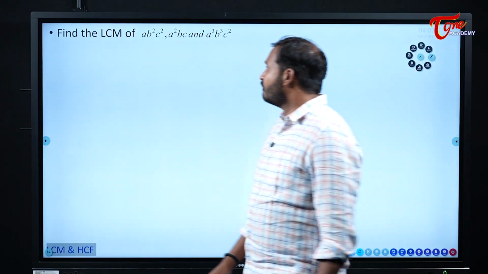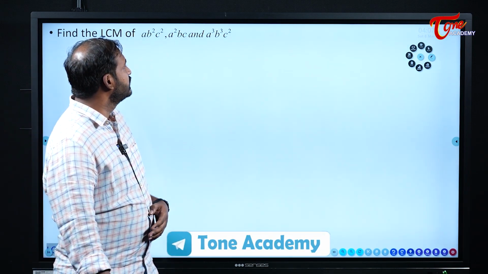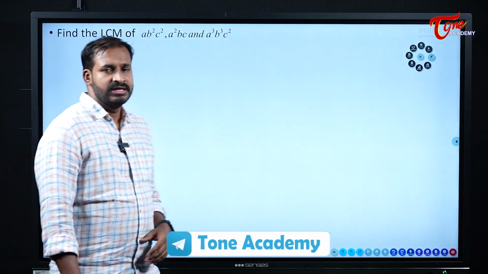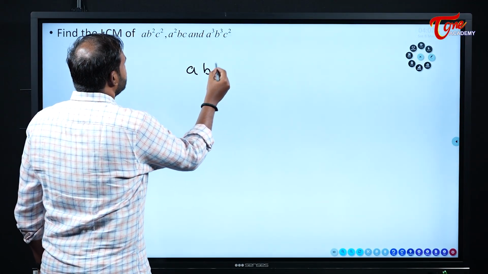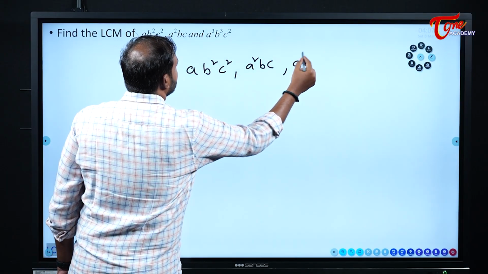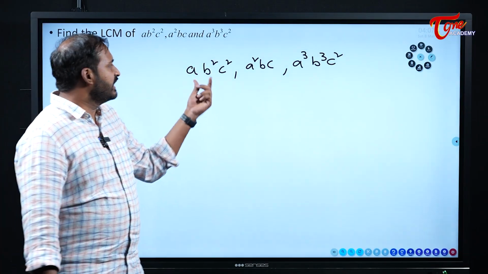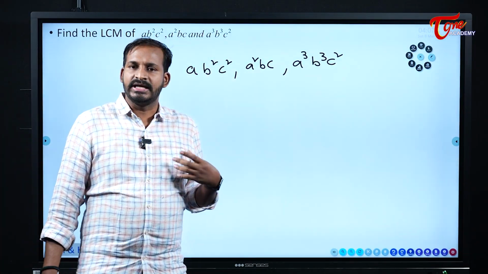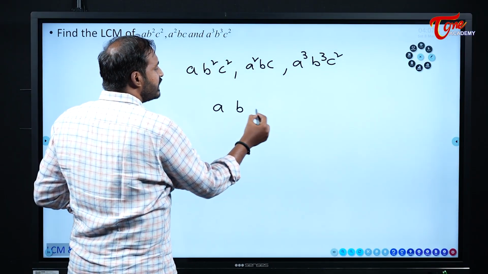Next one. Find the LCM of a b square c square, a square b c and a cube b cube c square. This is one of the common questions, but for your understanding we will write a b square c square, a square b c and a cube b cube c square. Anyway, each and every term contains all the 3 variables, right? A, B, C. So our LCM also obviously contains A, B and C.